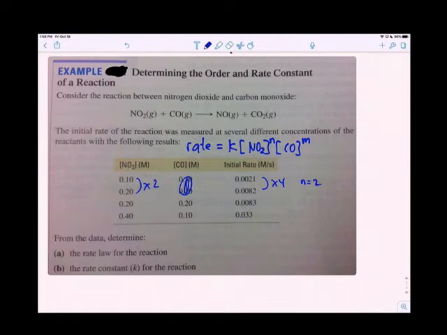And also, if you look, I'll change the color. This one goes up by a factor of 2. This one stays the same. And then this one doesn't change. This means that m is 0. So you can do it that way. That is one way to solve this.